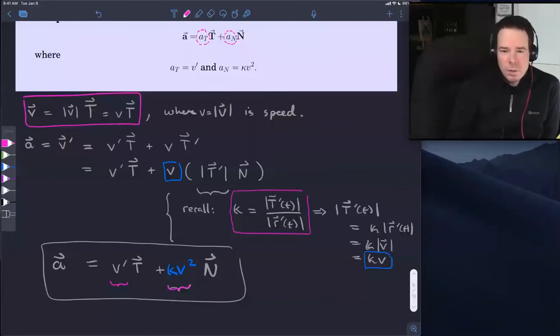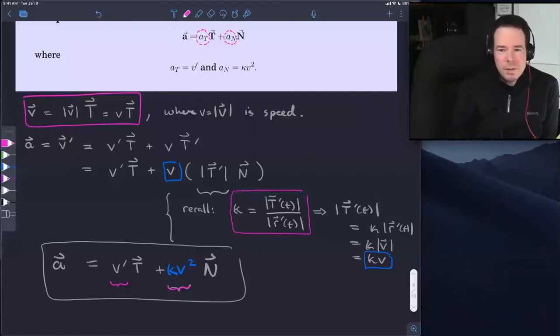So if you go around a corner at, say, 40 kilometers per hour, but then you take that same corner at twice the speed, so 80 kilometers per hour, the acceleration in the normal direction is basically proportional to the square of that. So we're going to feel 4 times as much acceleration if we double our speed going around a corner.